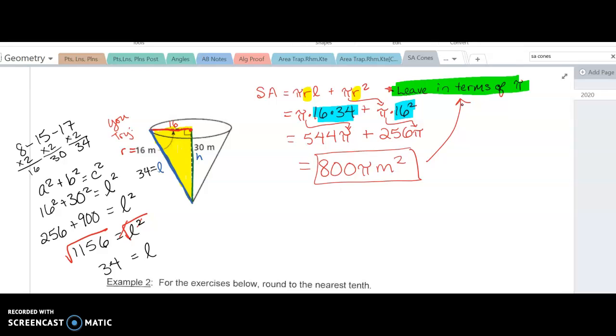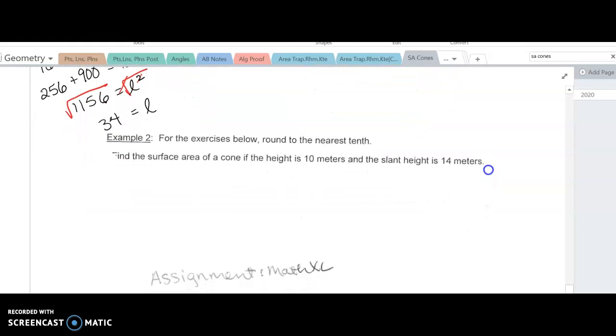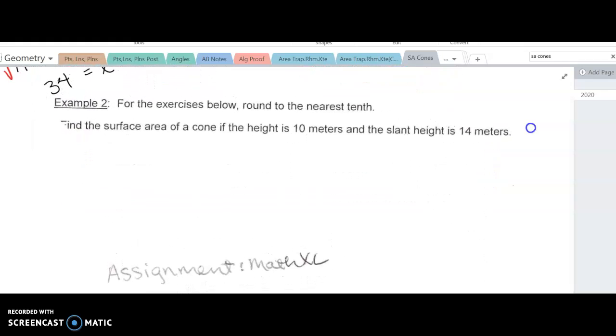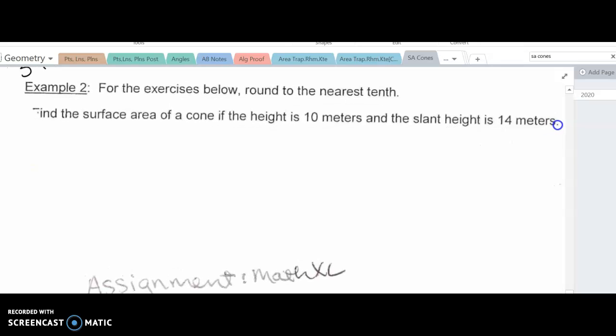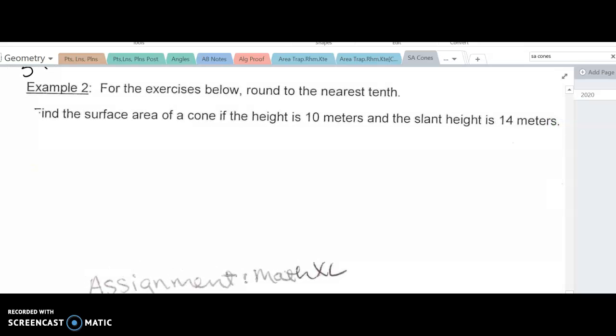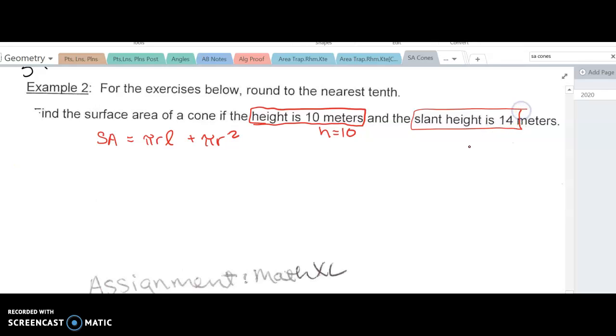Okay, let's look at one more example. For the exercises below, round to the nearest tenth. Find the surface area of a cone. So surface area of a cone, good old pi r times slant height plus pi r squared. If the height, so that's not slant height, that's regular height, equals 10, and the slant height equals 14.